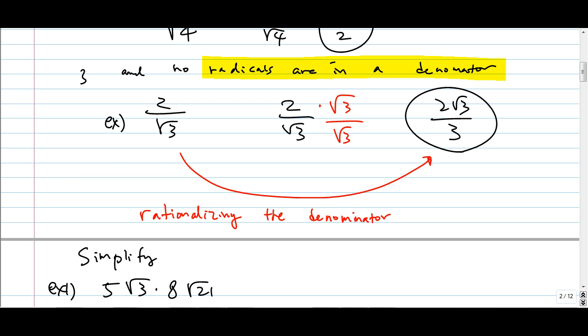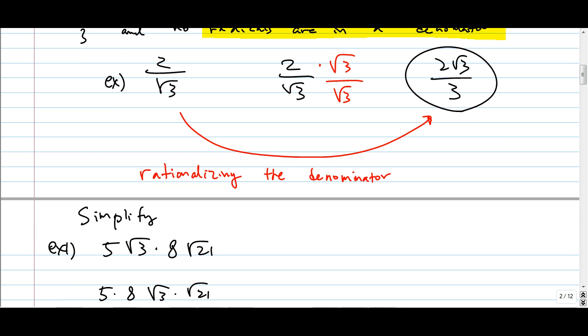First you multiply 5 and 8. Yeah, 5 and 8. Is it okay to multiply 5 and 8 first? What property tells you that you can move around when you're multiplying things? Commutative property of multiplication tells you could do this. Right? 5 times 8 times rad 3 times rad 21.